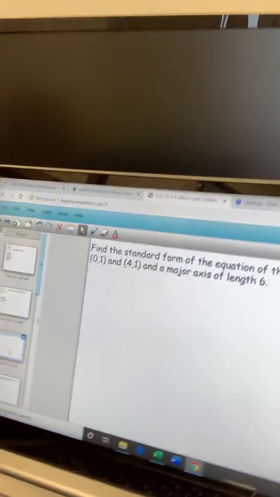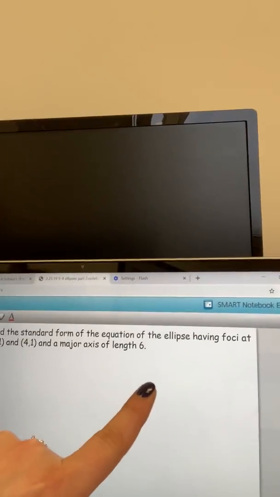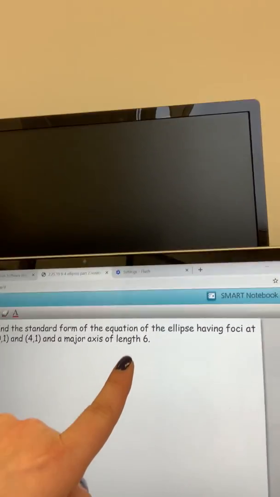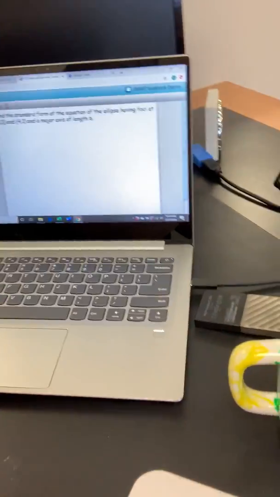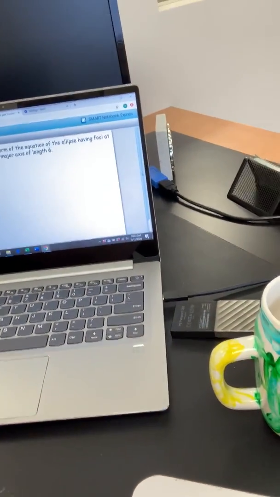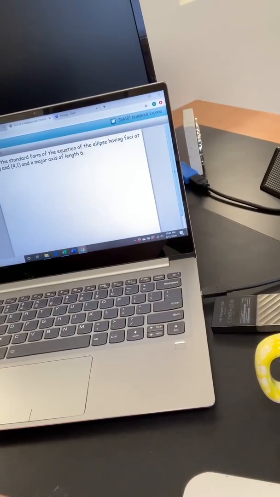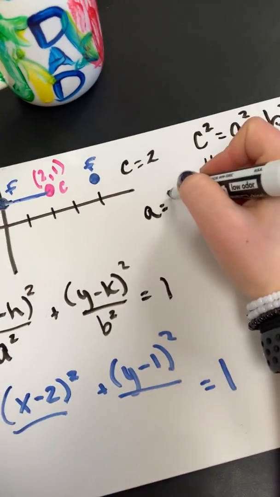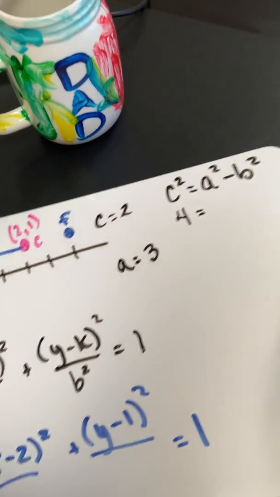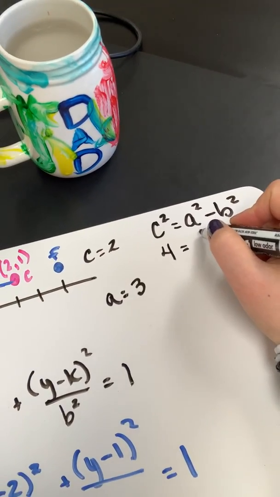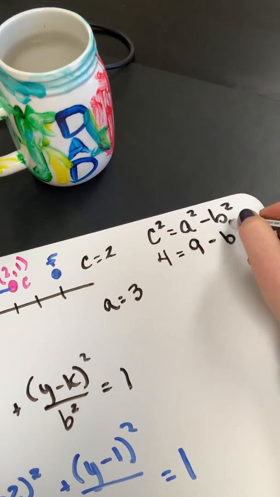So if you think back to the original question, it said that the major axis length is 6. Well, if we know that the major axis length is 6, and the major axis, remember, is 2a, that means that a has to be half of that length, which is 3. So a must be 3. So we're going to plug that in. We've got a squared, which is 9, and then that's minus b squared.